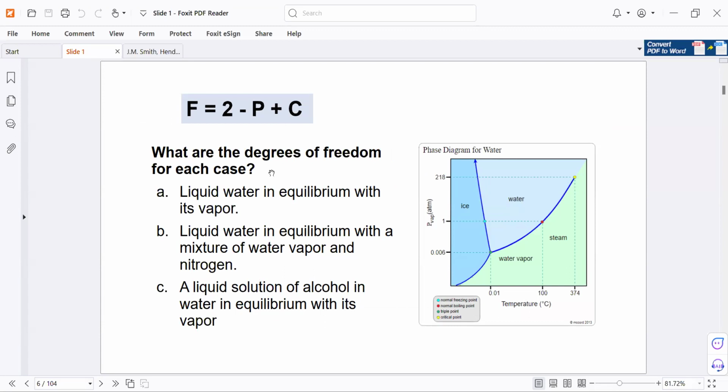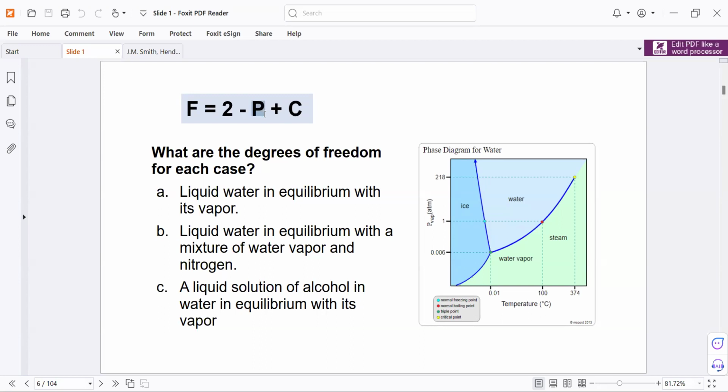Let's try to answer these questions. Given the phase rule, what are the degrees of freedom for each of the cases? The first one is liquid water in equilibrium with its vapor. What do you think? Liquid water in equilibrium with its vapor. So let's use the phase rule.